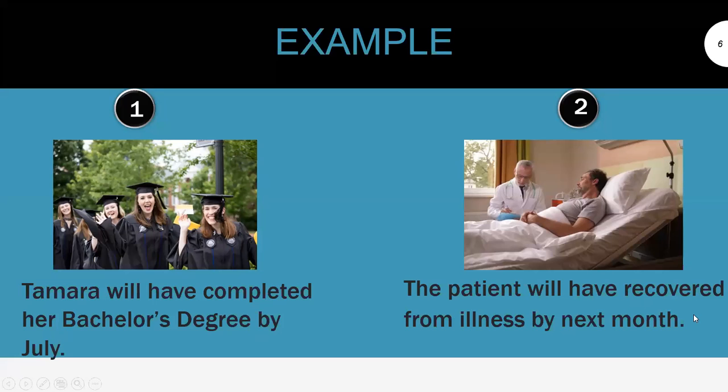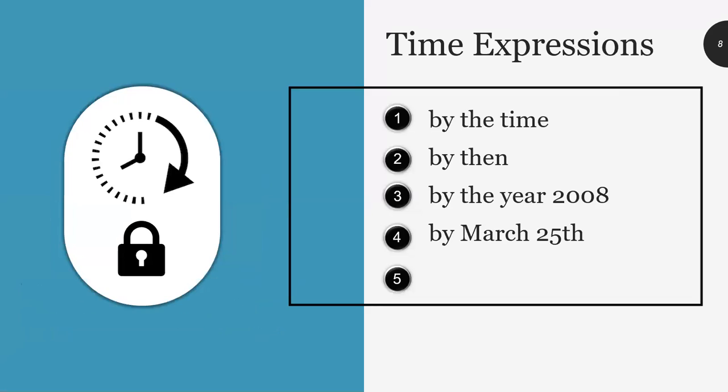Verb 3. The patient will have recovered from illness by next month. Okay, the pattern is subject, will (a modal), have, and then followed by the past participle. You got it? Okay, so continue. Time expressions: when we are using the future perfect tense, we use time expressions.